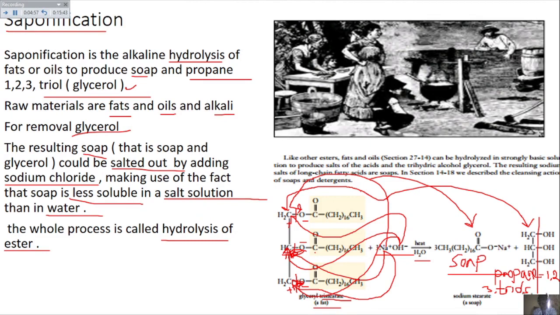Now, in order to remove this, we use what? We add sodium chloride to it. And what happened to the soap? Because it is less soluble in the salt, it will be what? Precipitated out or separated out. Then you have your soap.